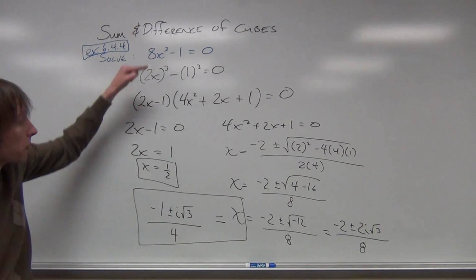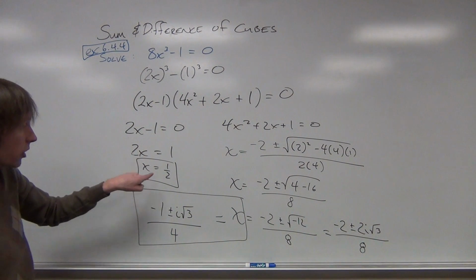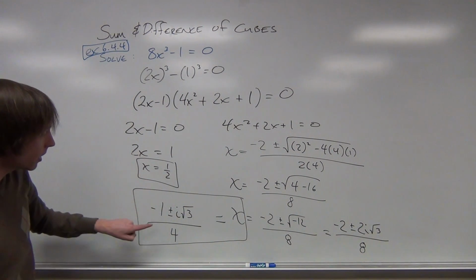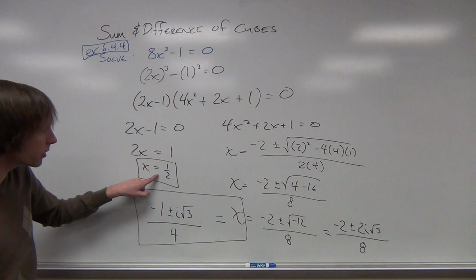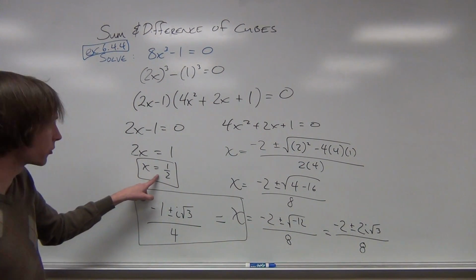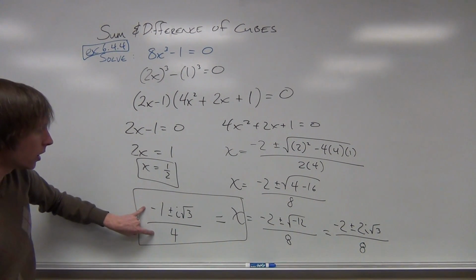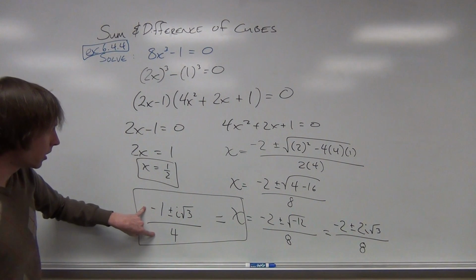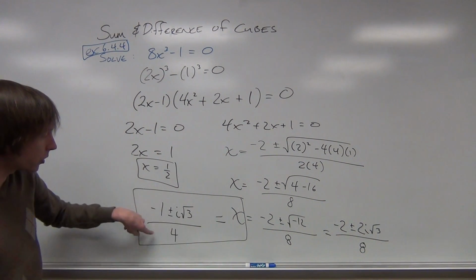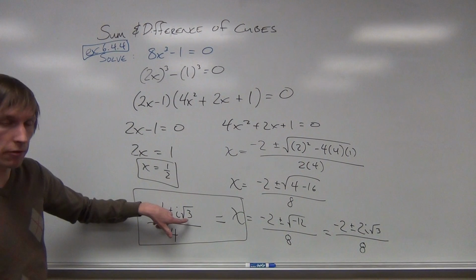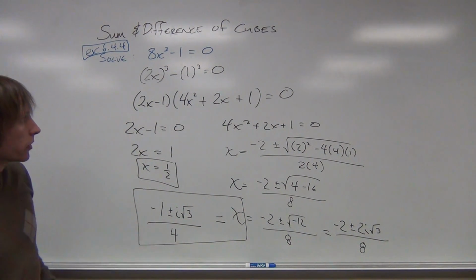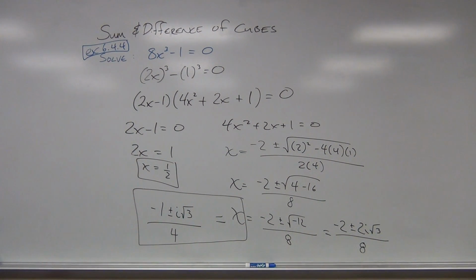X to the 3rd power is going to give us 3 solutions. This is a real solution, which for a cubic function you should always have at least one real solution. And then here we have 2 complex solutions, all right? -1 plus i radical 3 over 4 and -1 minus i radical 3 over 4. All right, so this is how you solve a difference of cubes equation using factoring.